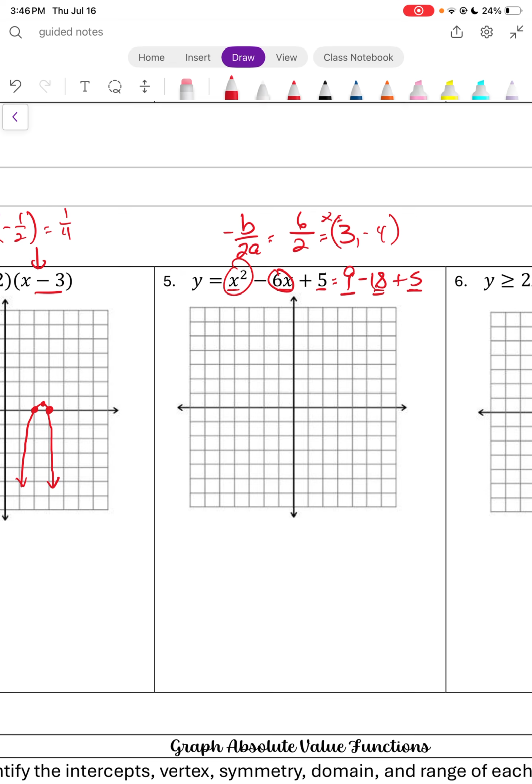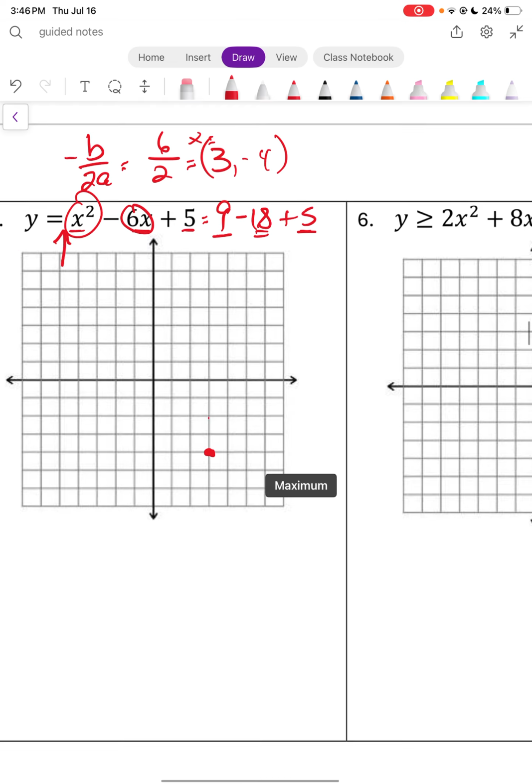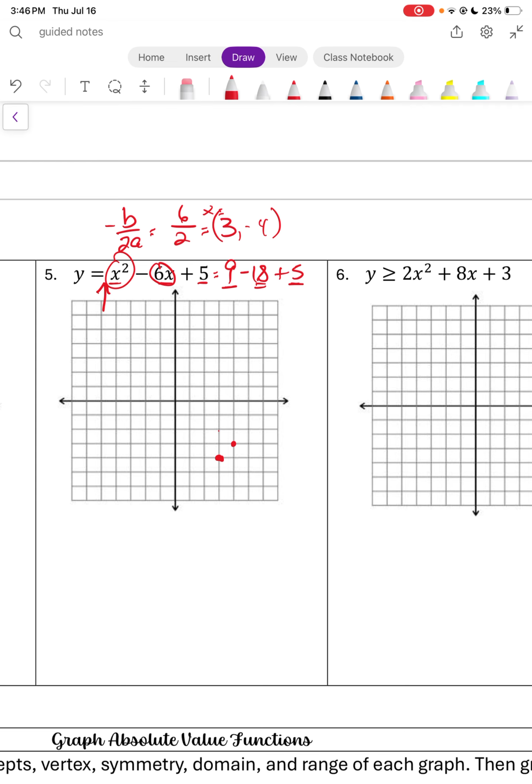1, 2, 3, 1, 2, 3, 4. Now, again, let's go back to that 1, 3, 5, 7 pattern. If there is no number in front of x squared, then this is not stretched. So what you can actually do is use that 1, 3, 5 pattern, going over 1, up 1, over 1, up 3, over 1, up 5, since we have room, and that's going to be your parabola.